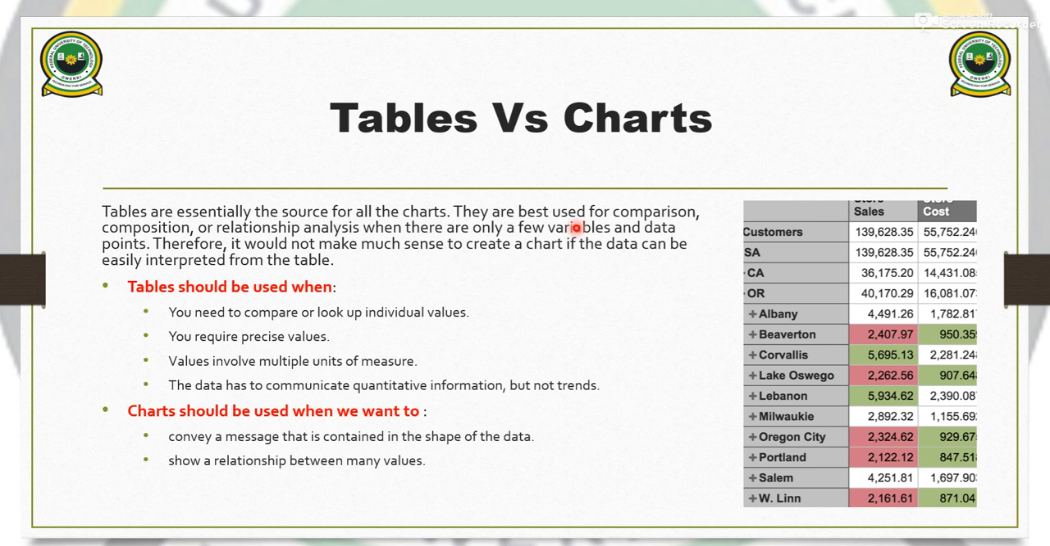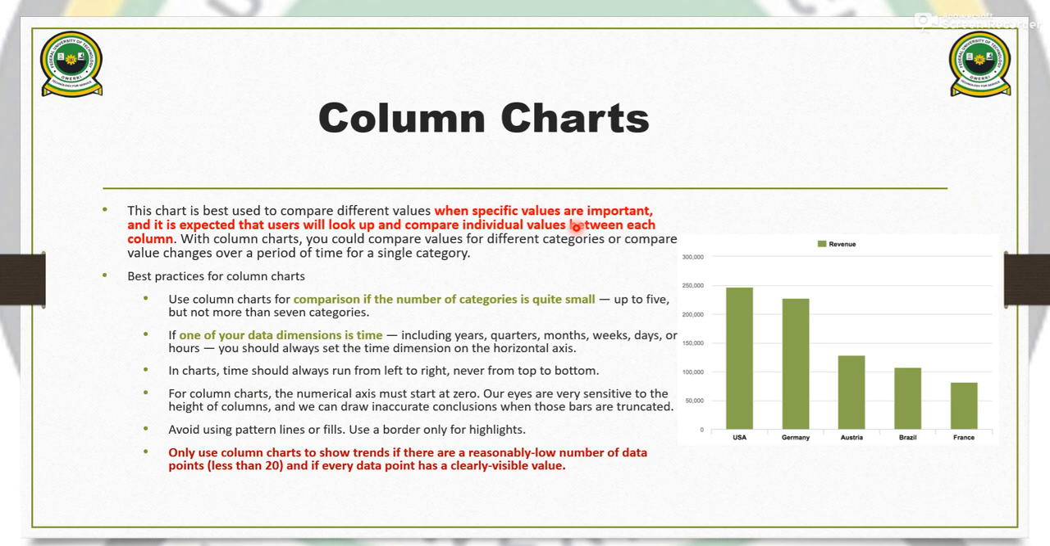Next we look at column charts. These charts are best used to compare different values when specific values are important, and it is expected that users will look up and compare individual values between each column. With column charts, you could compare values for different categories or compare value changes over a period of time, even though it may be a short period of time.